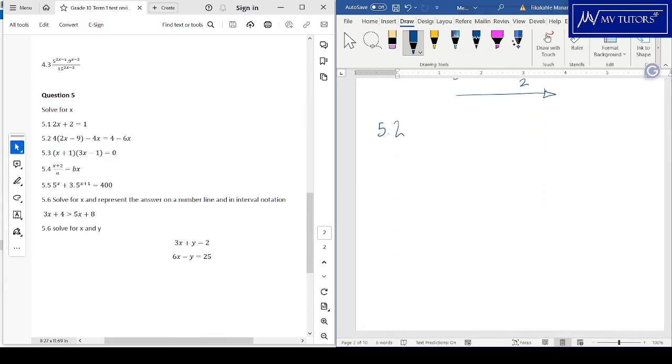Now 5.2 says we've got a 4 and then 2x minus 9 close bracket minus 4x is equal to 4 minus 6x. Okay, like I said, variables on one side and numbers on the other. But since we have a bracket, let's expand this first. That's why we did the topic of expansion, because we'll need it here. 4 times 2 is 8, and then x there.